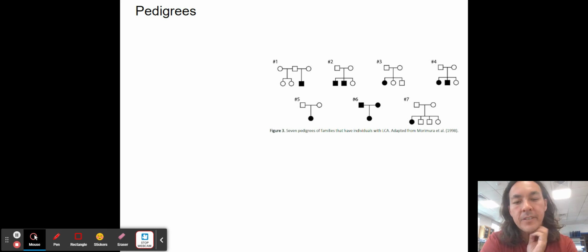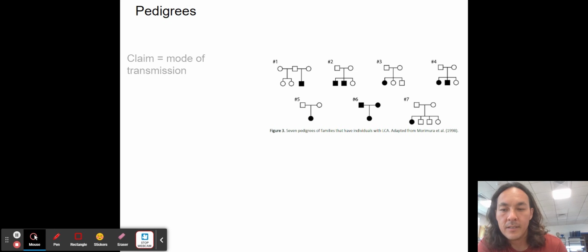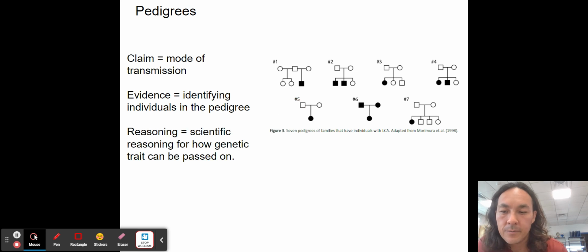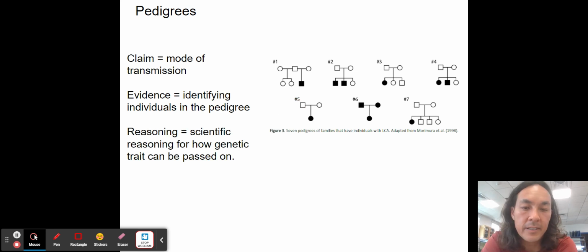Here's some from a worksheet we did. This is actually from that HHMI activity on pedigrees. And so you would use claim, evidence, reasoning to try and figure out what's going on here. Sometimes you won't have enough information and you won't be able to say whether it's dominant or recessive. For instance, for number 6, we can't look at that and figure out whether it's dominant or recessive. We don't have enough information. For number 2, we know it's recessive. For 1 as well. For 3, 4, it has to be recessive trait because it skips a generation.